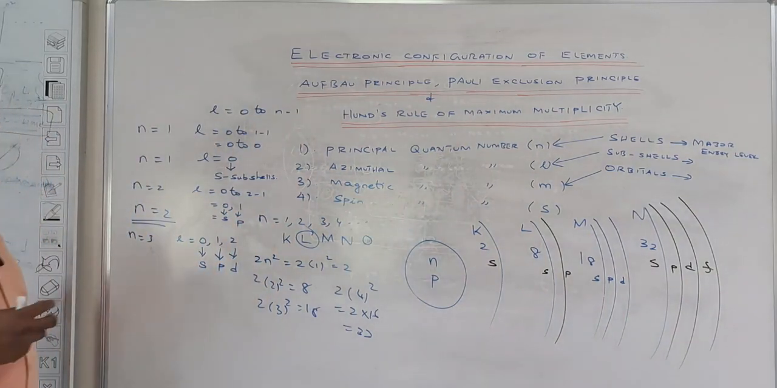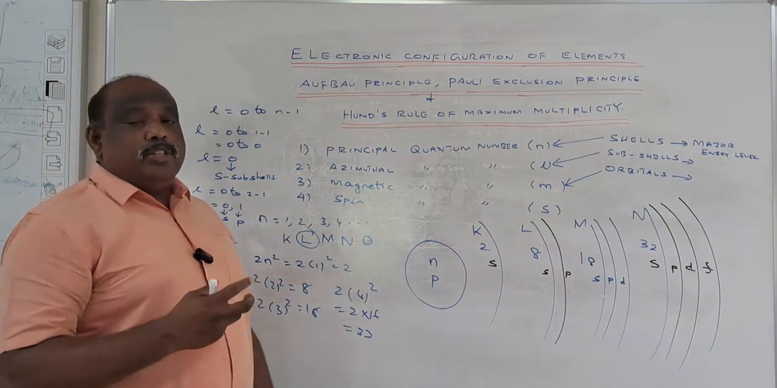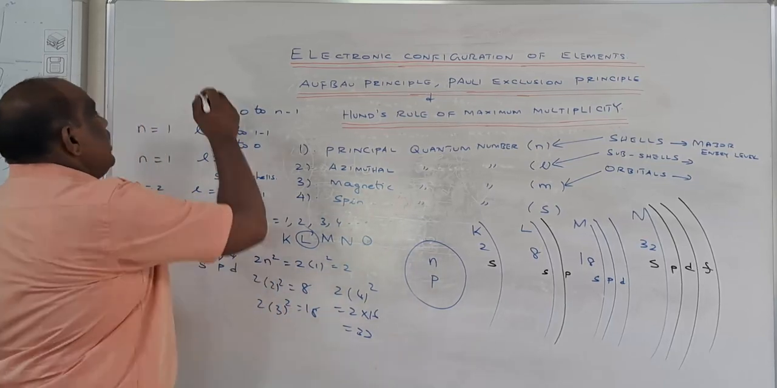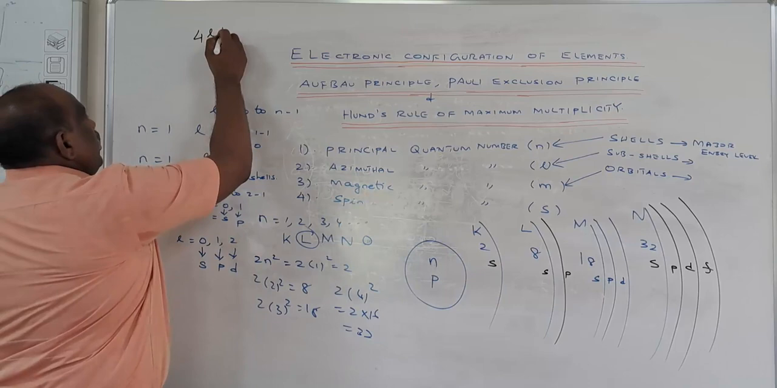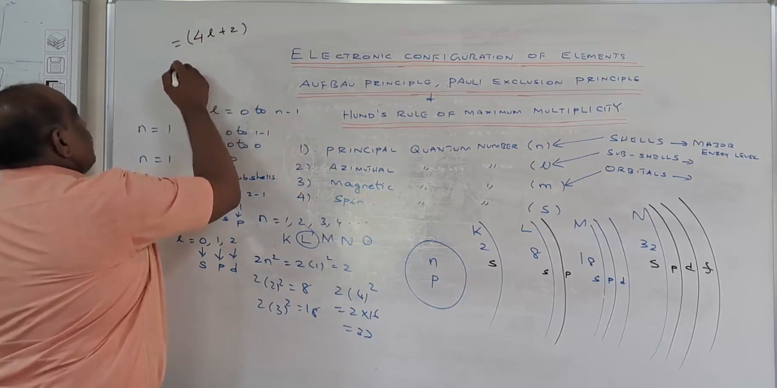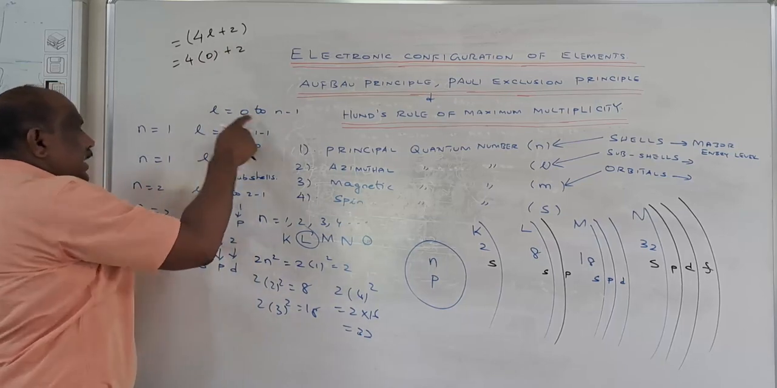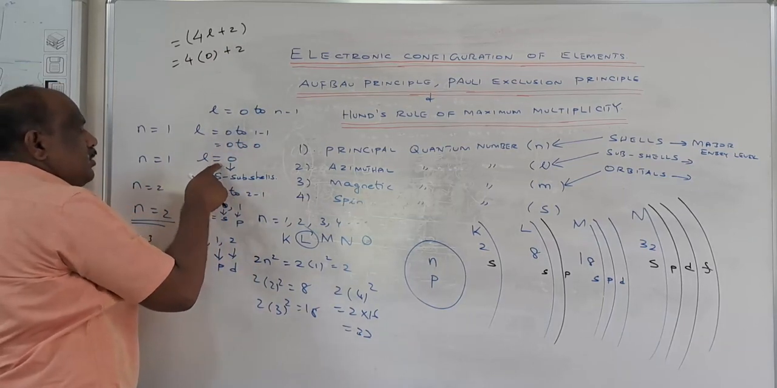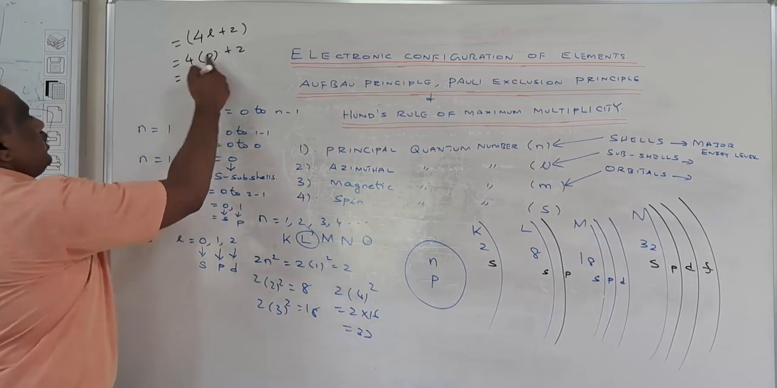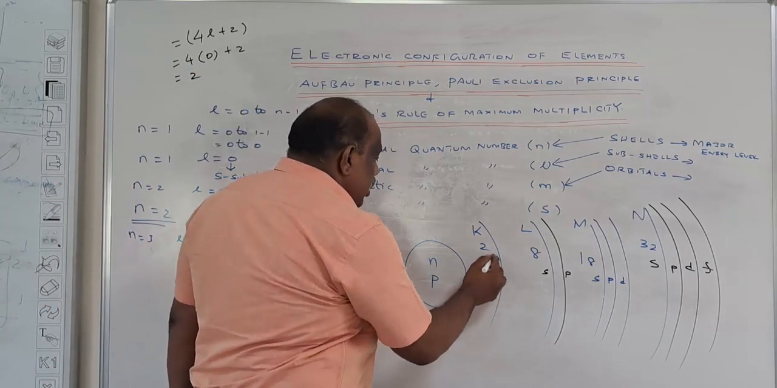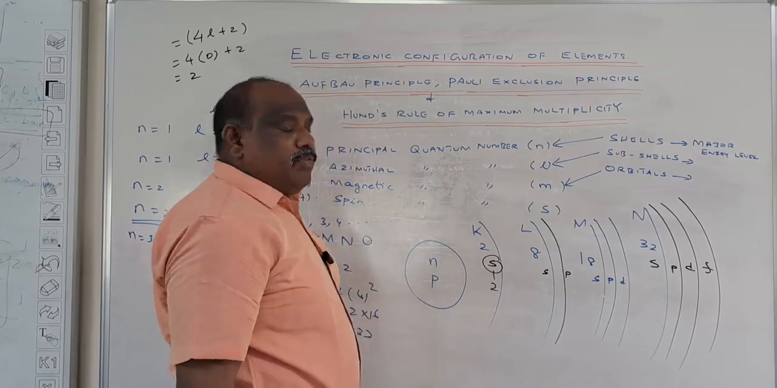Now I want to know the maximum number of electrons in each and every subshell. In each subshell, it's given by the formula 4L plus 2. So it becomes 4 into 0 plus 2. You can see the secondary quantum number, or azimuthal quantum number, starts from 0. So 0 plus 2 is 2. So the S subshell can have a maximum of 2 electrons.